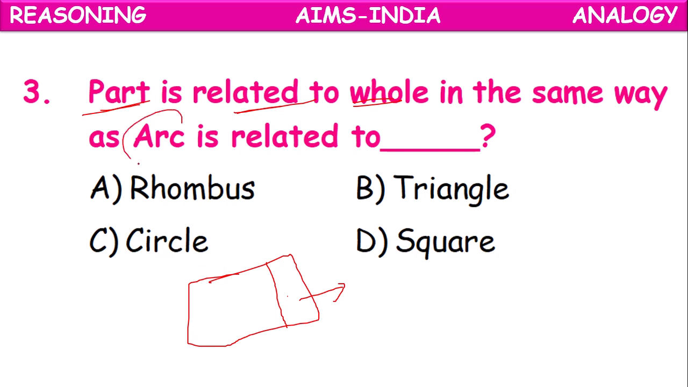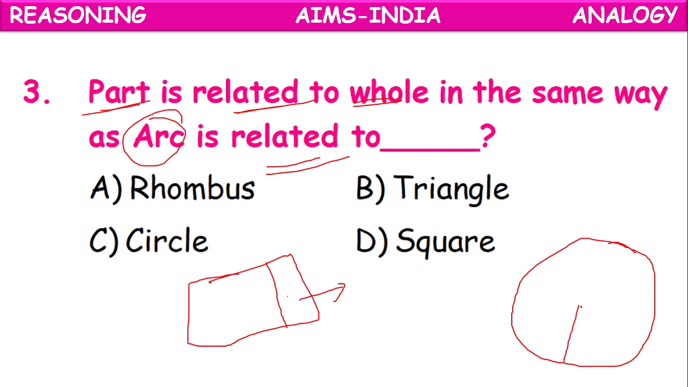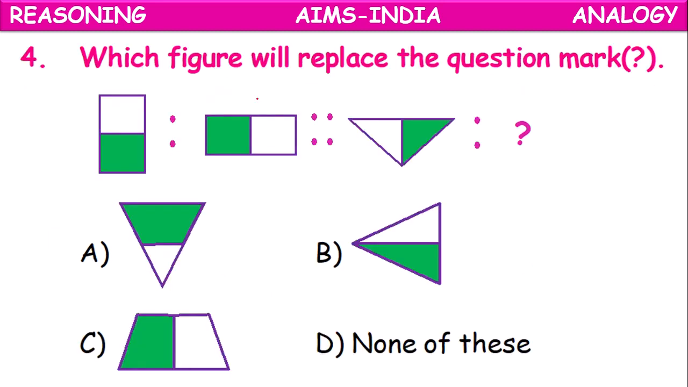So, part is related to whole. Suppose if we have any kind of object, this will be a part of the whole. In the same way, arc is related to what? Arc means, suppose if we draw like this, this part will be considered as arc. So arc is a part of circle.